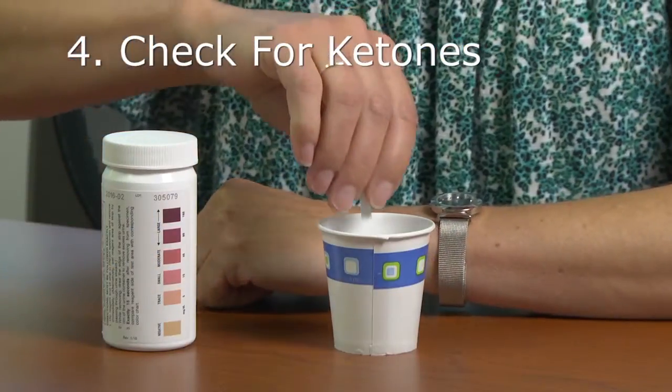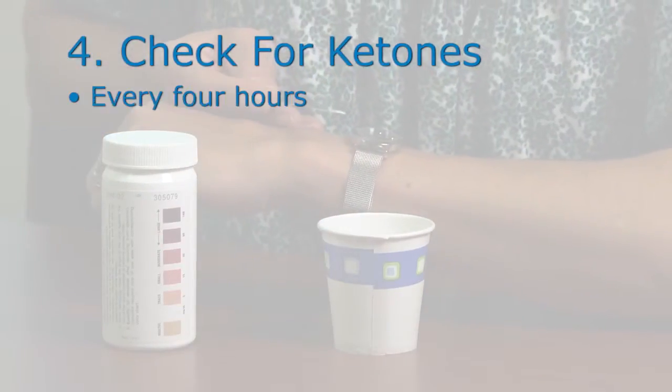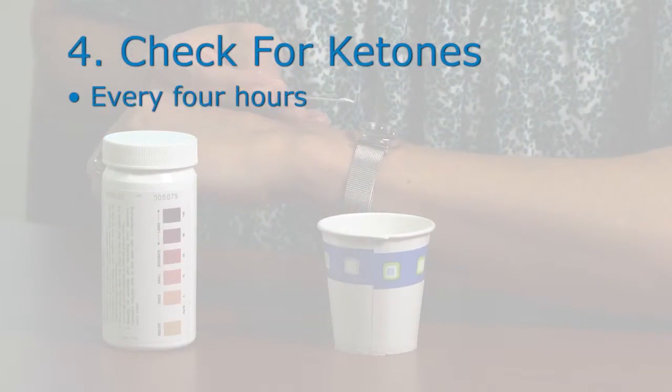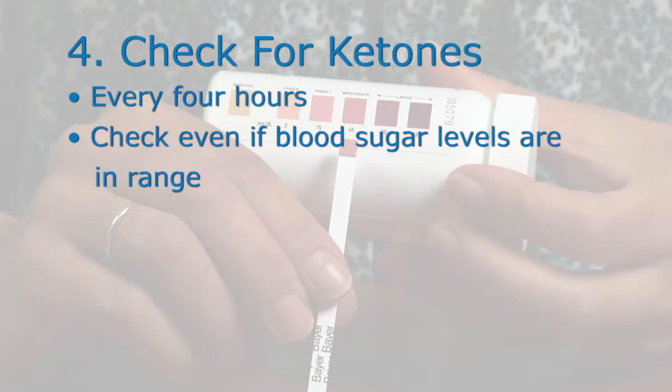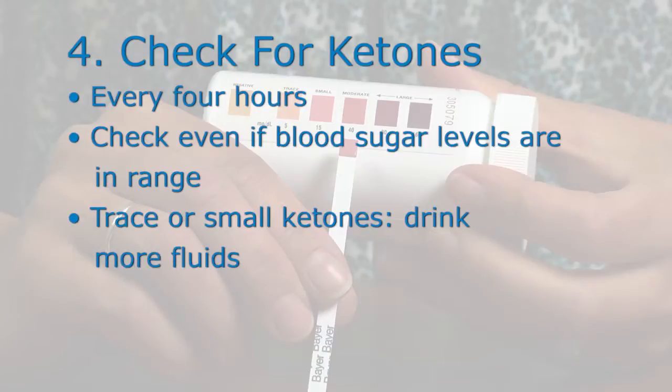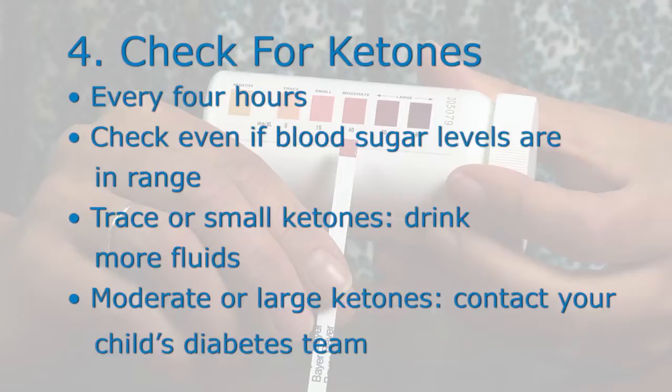The last sick day guideline is check for ketones. On a sick day, test for ketones every 4 hours or every time your child urinates. Check for ketones even if your child's blood sugar levels are in range or low. It is common to see trace or small amounts of ketones on a sick day. Encourage your child to drink fluids and water. Moderate to large ketones require immediate action. Contact your child's diabetes team immediately for further fluid and insulin advice.